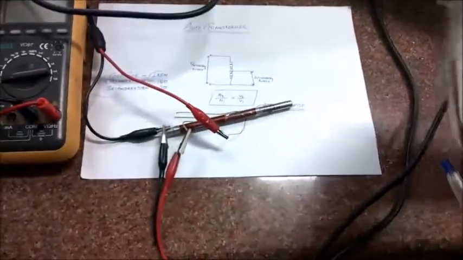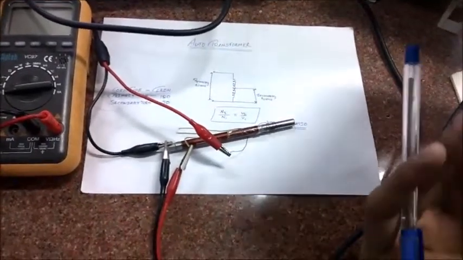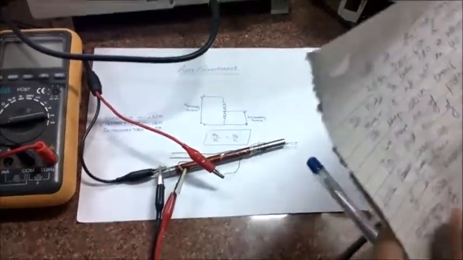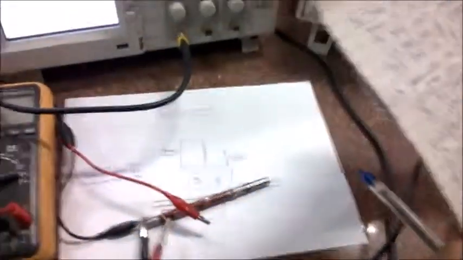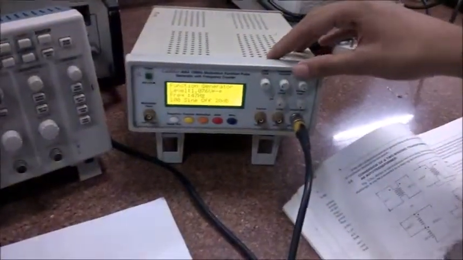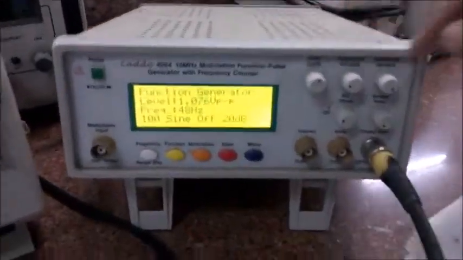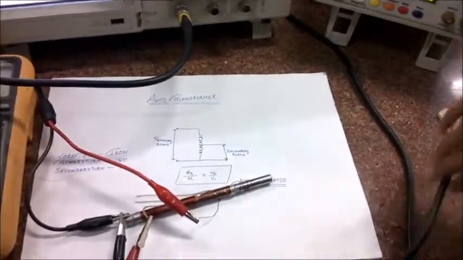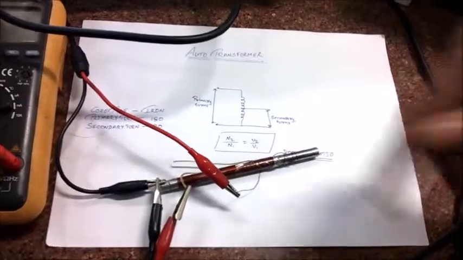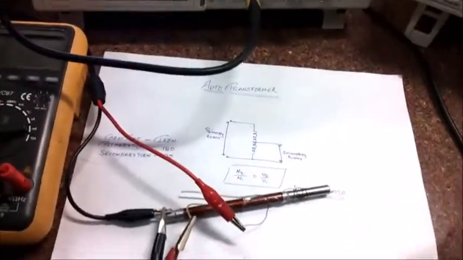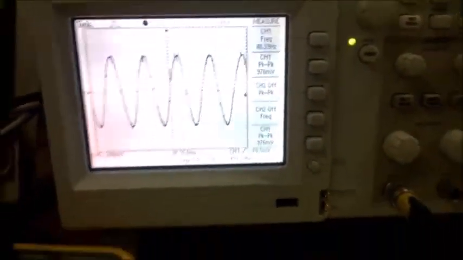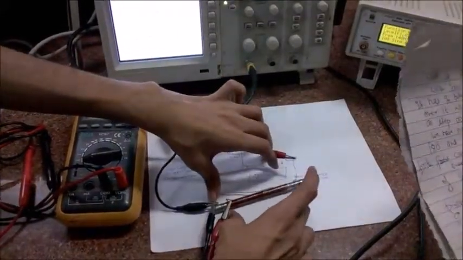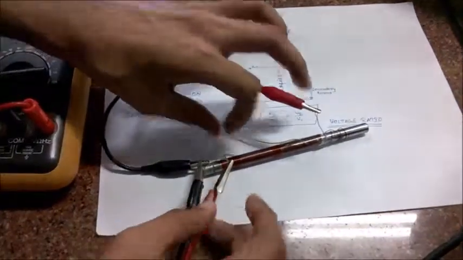Now, to provide AC input, as we know a transformer works on AC input, we have to provide AC input to the primary of the transformer, and for this we will connect the transformer to a function generator. As you can see, we have connected the transformer through a cord and a probe to the function generator. We connect the positive to the primary turns, and now we connect the secondary turns here.